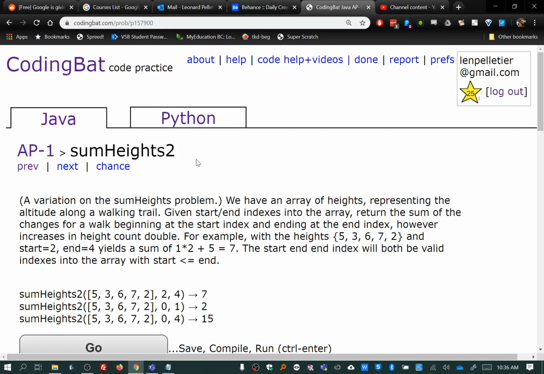When it's a decrease, we're going to add that as a positive number, but not multiply it by 2. I guess the idea is that going up is harder, so they're counting it for double.